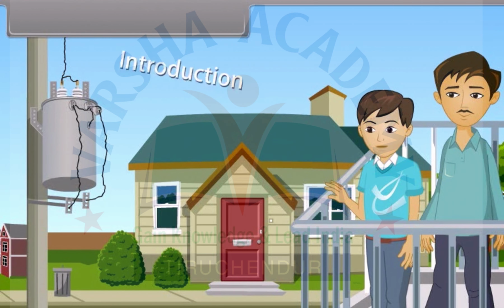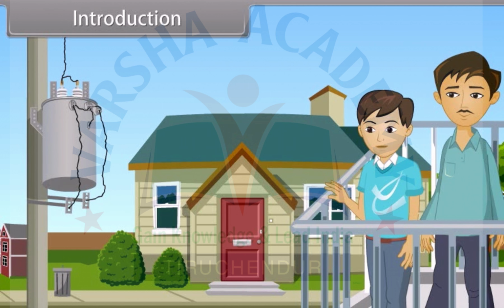Introduction. Mohan and his father are standing in the balcony. They are taking the fresh air in early morning. Mohan watching something towards roadside curiously.